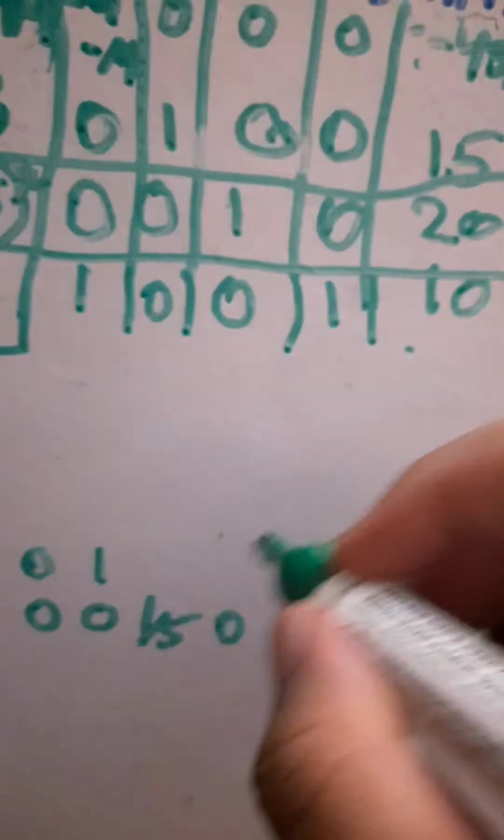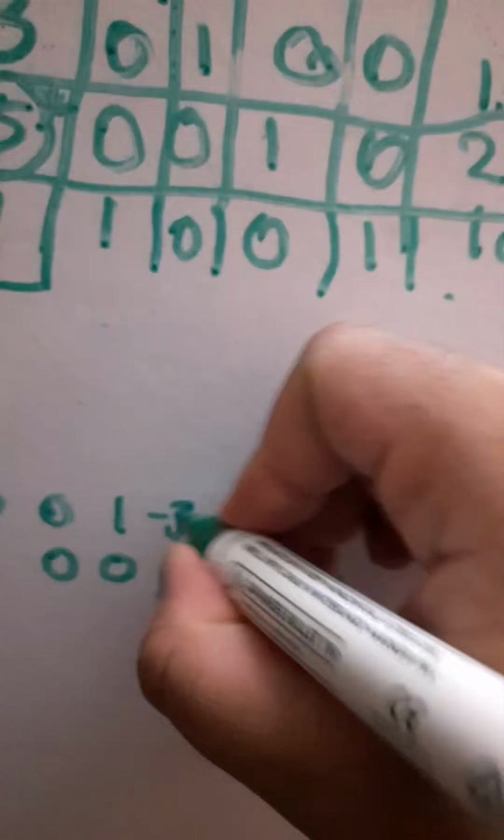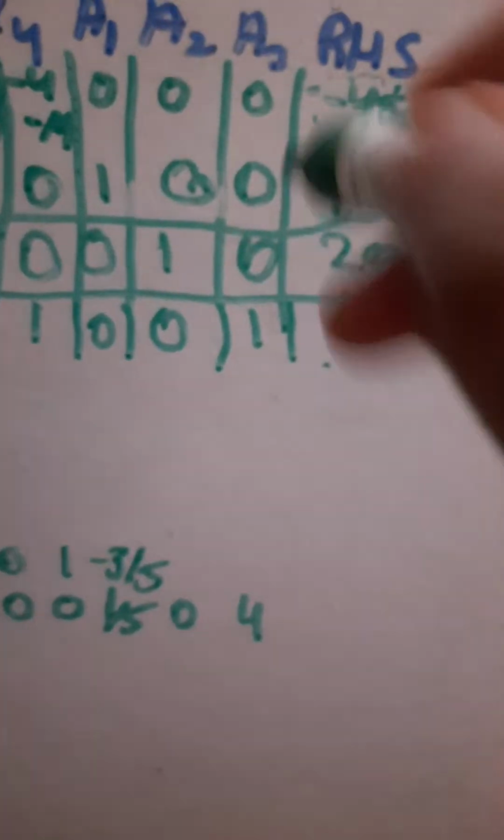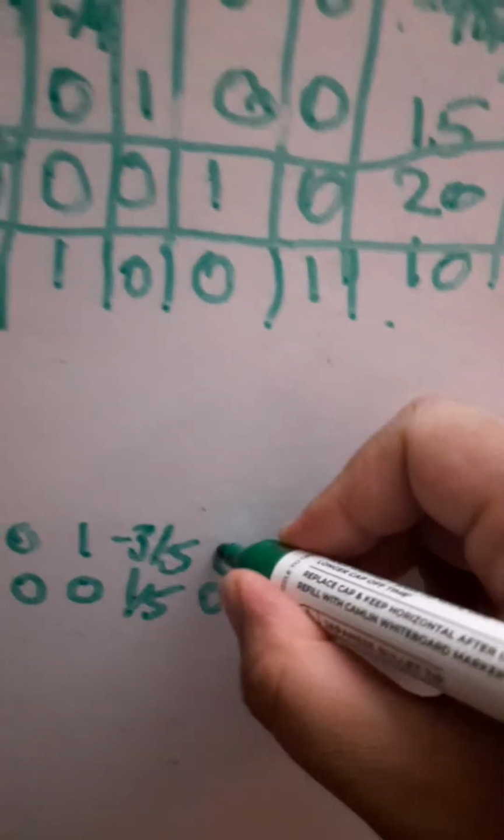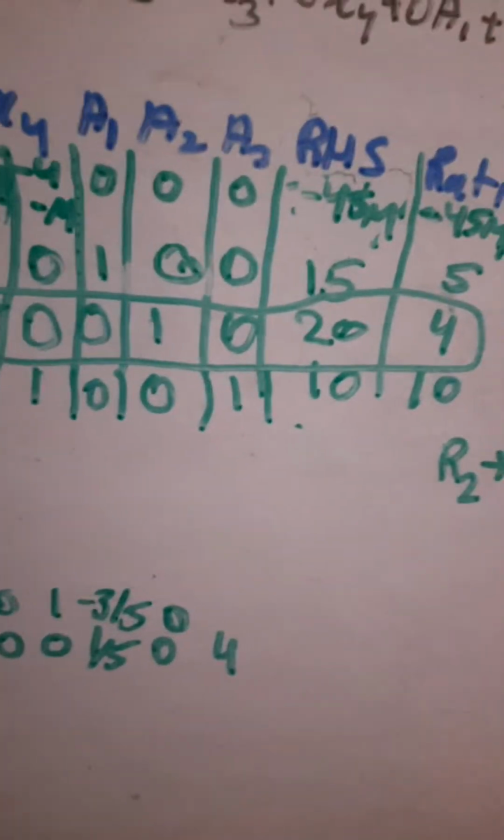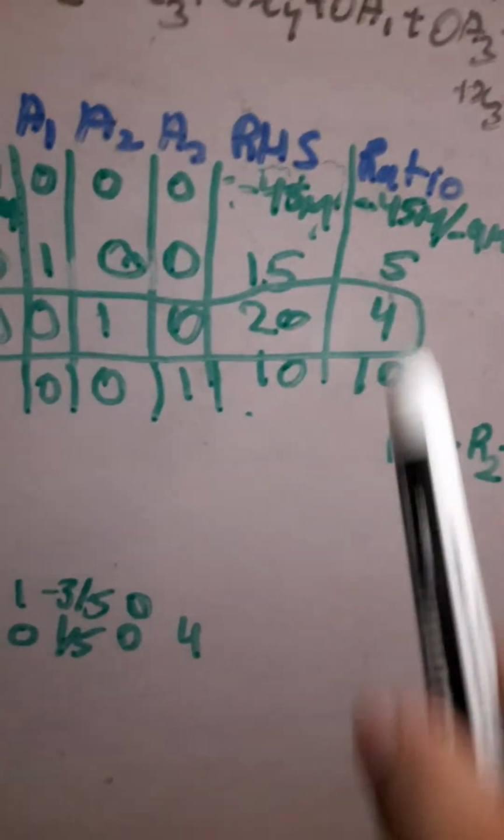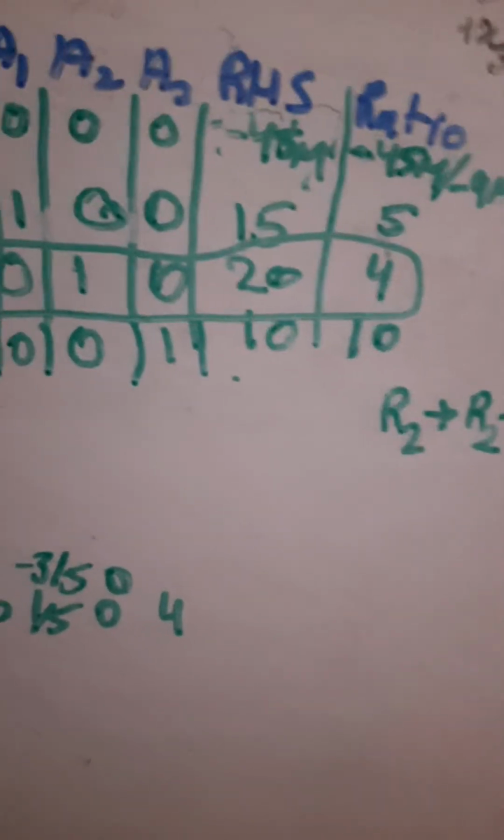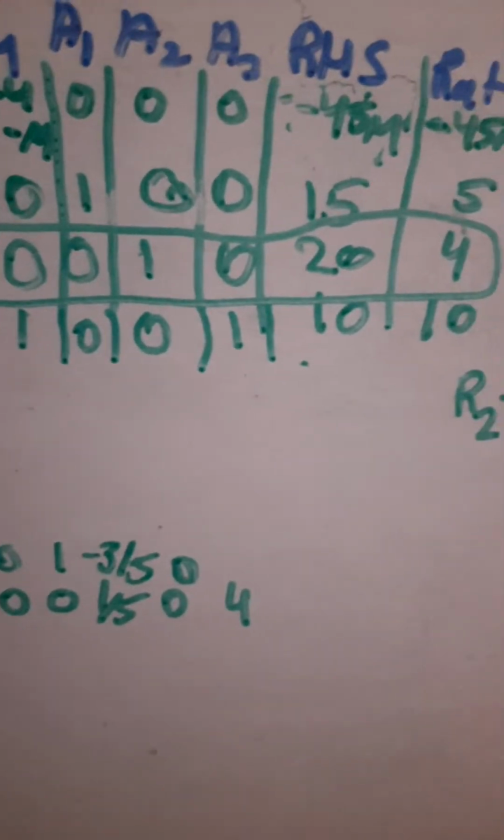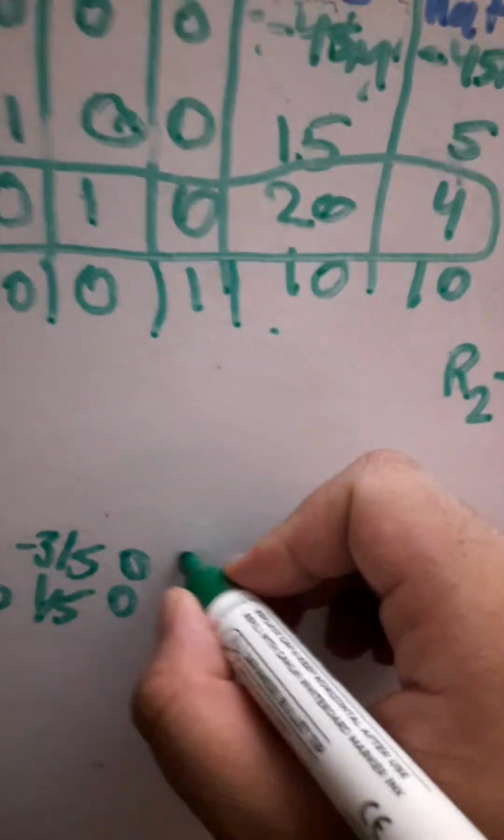Then we are here at 1 by 5, so it becomes 3 by 5 because we multiplied by 3. So 0 minus 3 by 5 is minus 3 by 5. Okay, then we have here 0 minus 3 into 0 is 0. 0 minus 0 is still 0. Here we have 15 minus 3 into 4. 3 into 4 is 12. 15 minus 12 is 3.